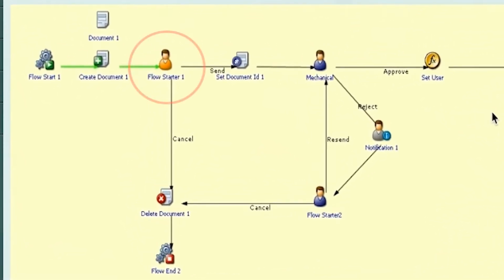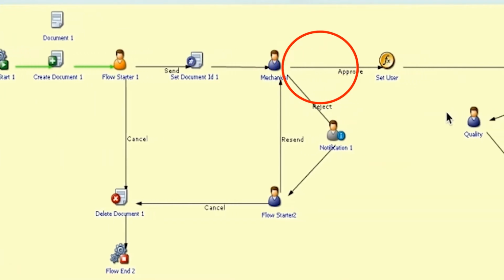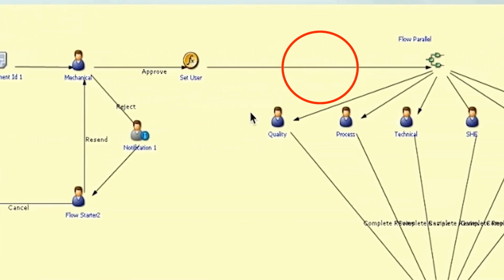Upon initiation of this flow, the form will first be seen by a representative of the mechanical operations. This person is given the option to reject the form with a reason for revision, or approve the form after assigning responsibilities to each department.